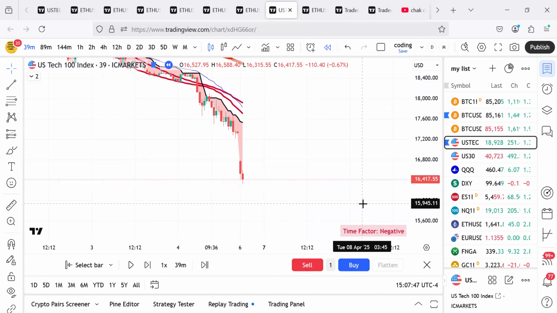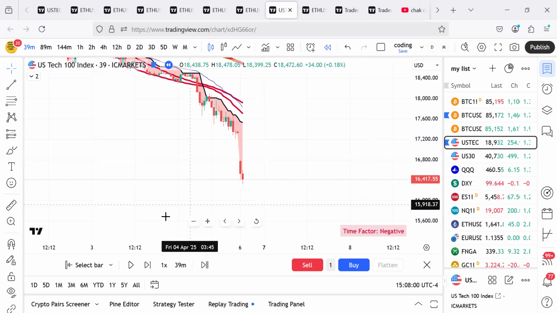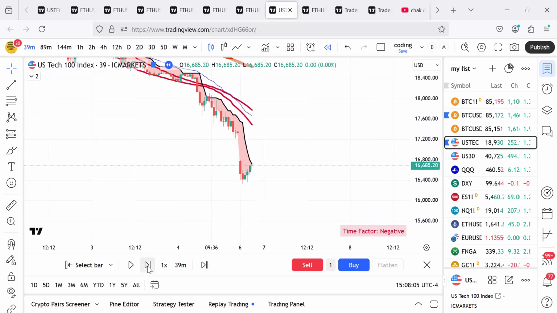And when I have this with me, I know that if the price is going up and time factor is negative, then this is a sucker rally and I do not long it, and vice versa. So without wasting any time, let's get started. Let's start moving the bars.